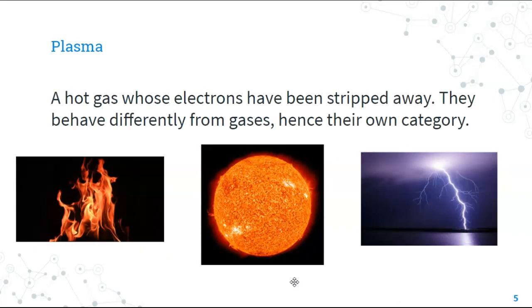We're not going to really talk about that in this class, but basically you can think of plasma as like a super duper hot gas and the electrons are all gone. And because the electrons are gone, they behave differently from gases and they just kind of do some funky things. Some examples of plasma, like fire is plasma, lightning is plasma, the sun is plasma, okay? Again, I don't want you to really worry about that so much, but I just wanted to mention it because it is technically a state of matter.